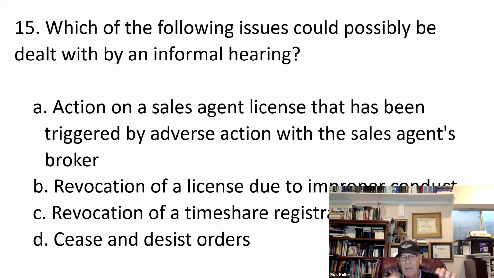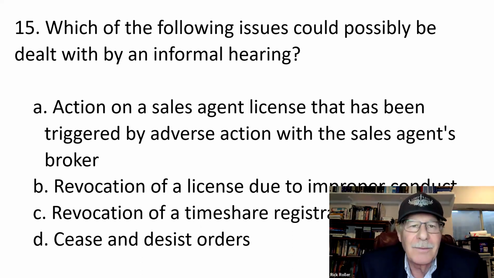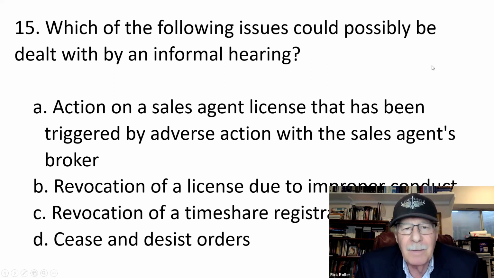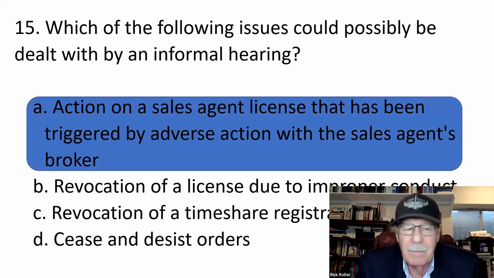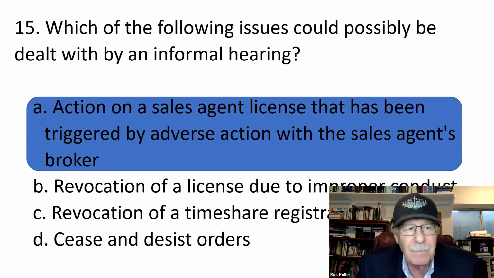Okay. The only thing that hasn't gone to the formal hearing is A. Action by a licensed agent has been triggered by adverse action with the sales agent's broker. Now that could be something the broker did. Maybe he put your license inactive and didn't tell you. I don't know, but it's this one. We're looking at A, action of the license. It's been the other 3, revocations and cease and desist. They have to come from formal hearings.